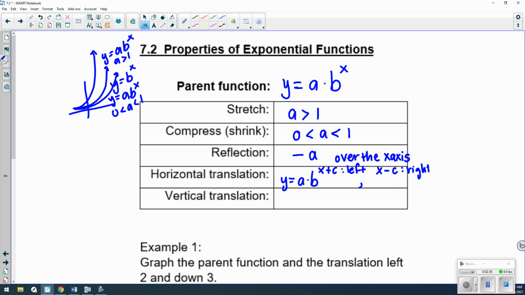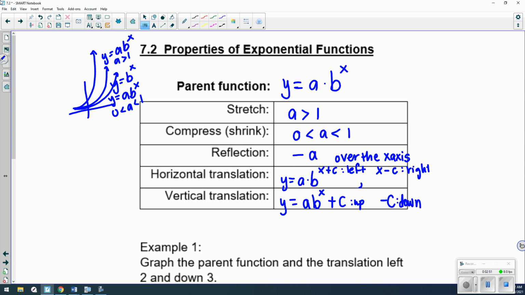Now, a vertical translation will happen when we add or subtract something outside of the argument. So adding c will shift us up. If we did minus c, that would shift us down.